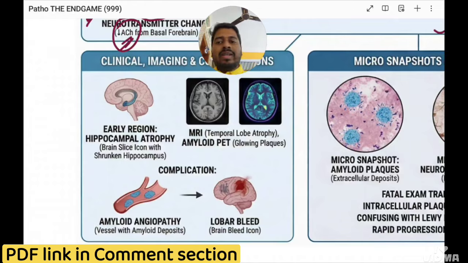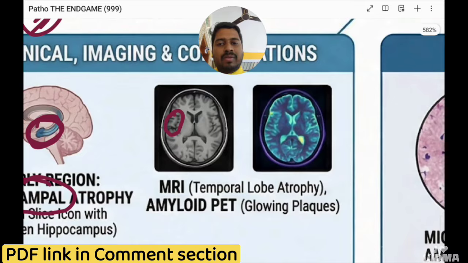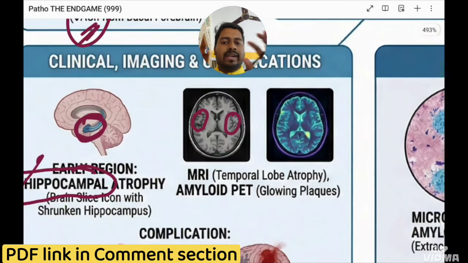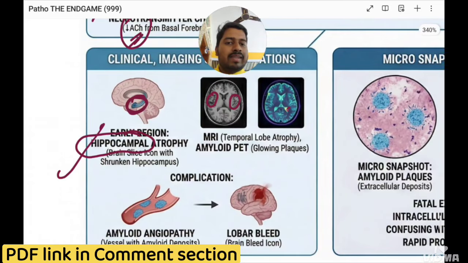Now on imaging, what you see is hippocampal atrophy. The hippocampus is the main site of memory, so that starts shrinking. On this MRI, you can see the temporal lobe bilaterally atrophied. So temporal lobe atrophy, and you can see plaques over here. These are the plaques.